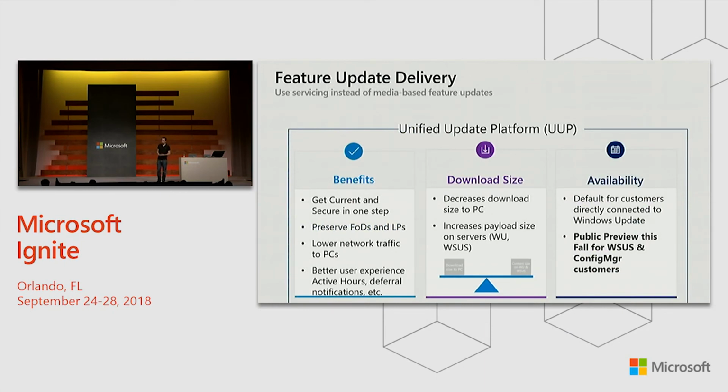So with the new unified update platform, again, there was a bigger session on it yesterday, but the UUP platform allows you to get current in a single step. You'll patch both the feature and the quality update simultaneously. It's designed to preserve your feature on demand deployments as well as your language packs. And it lowers the network traffic to your PCs as well, so the payload will be smaller. There is a slight payoff in that the payload size for Windows Update and WSUS and Config Manager will be slightly bigger, but the actual payload being transferred to the client will be reduced. We'll be announcing a public preview later this year, so keep your eye out for that, and we'll have integration for that private preview with Config Manager and WSUS.